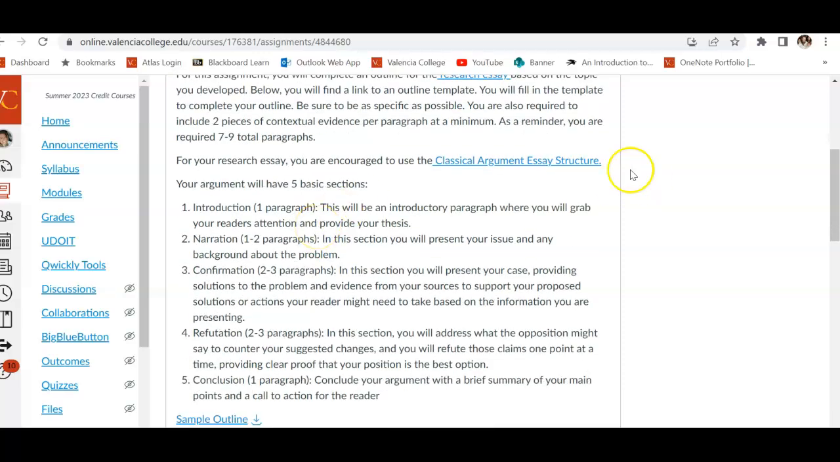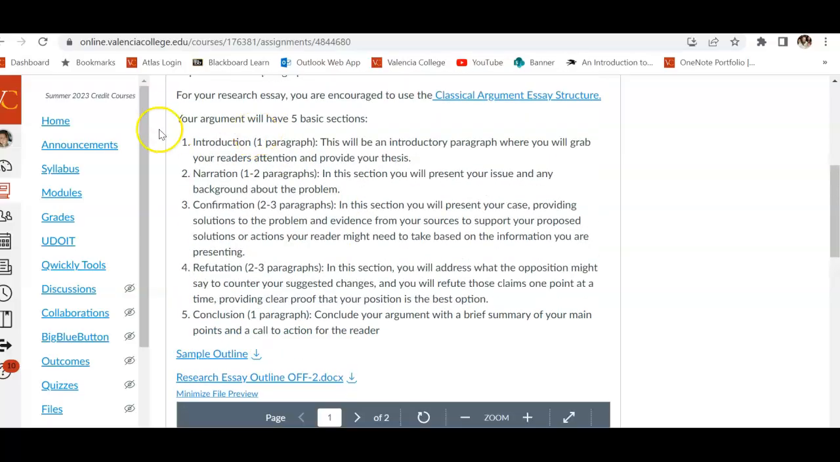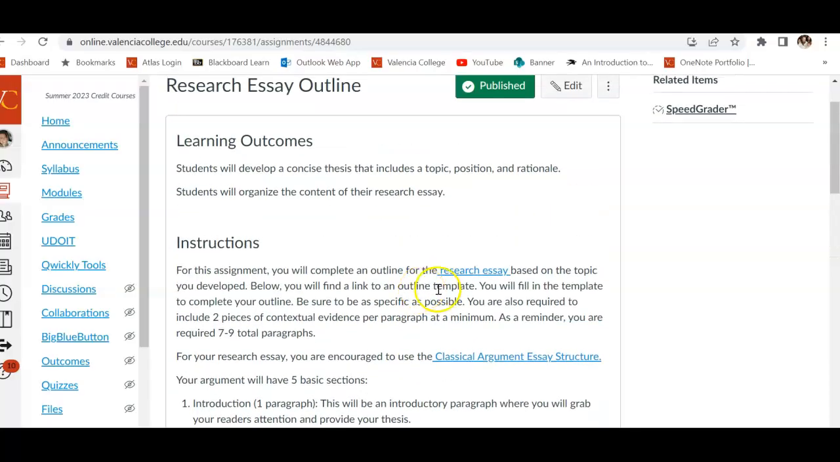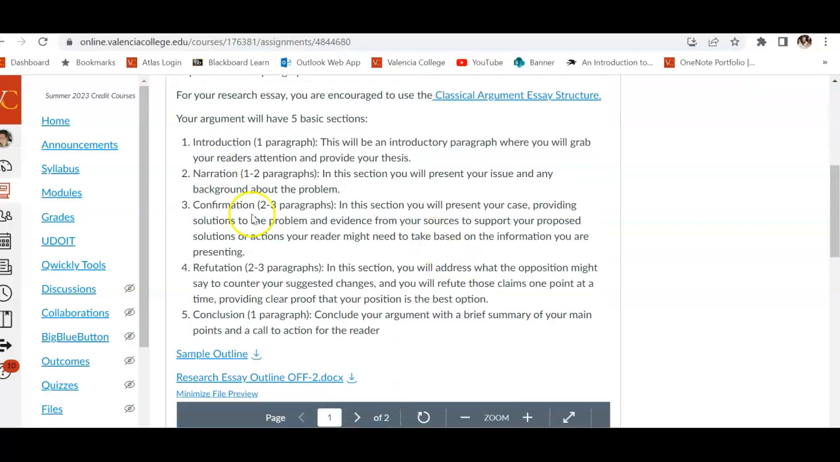You are supposed to use the classical argument structure, which includes an introduction, narration, confirmation, refutation, conclusion. If you need more details about this, you can go back to the research essay topic page by clicking this link, where I explain each of these different phases of your paper, but I think you're probably well acquainted with them now.